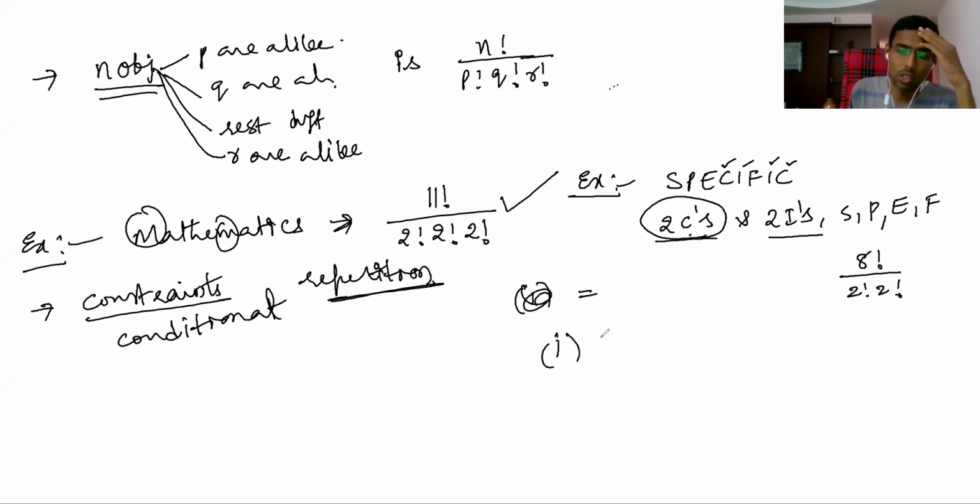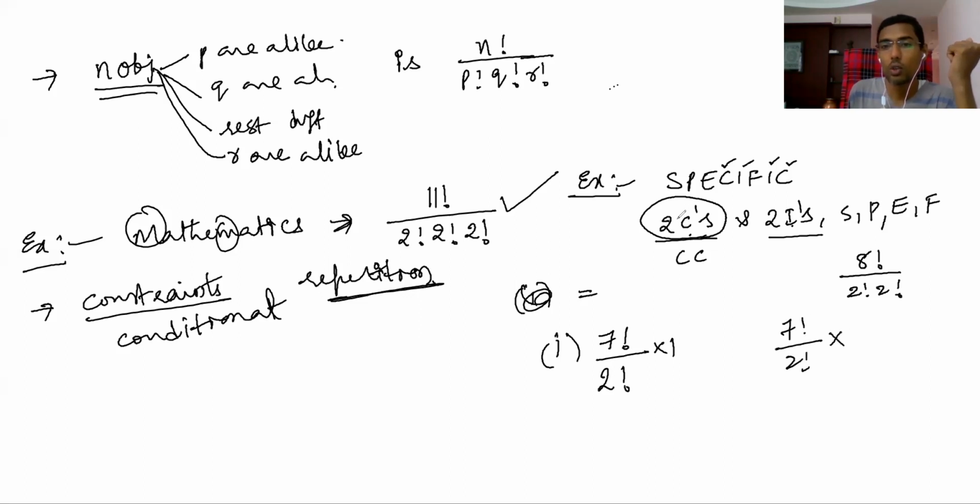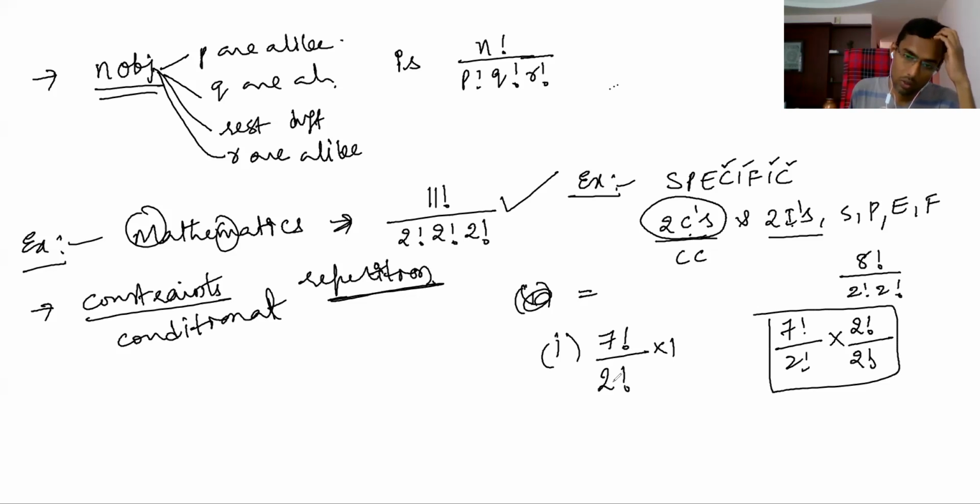How many ways can you arrange 7 units? 7 factorial ways. Here the 2 I's are there. The 2 C's we made into 1 unit. Can we interchange them among themselves? You need not, because the 2 C's are the same. Even if you interchange them, you'll get only 1. Some people will write 7 factorial by 2 factorial into 2 factorial for the C's arranged among themselves, because they are the same, but it is the same: 7 factorial by 2 factorial.